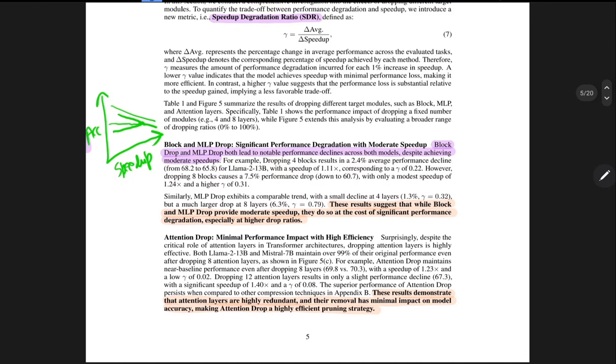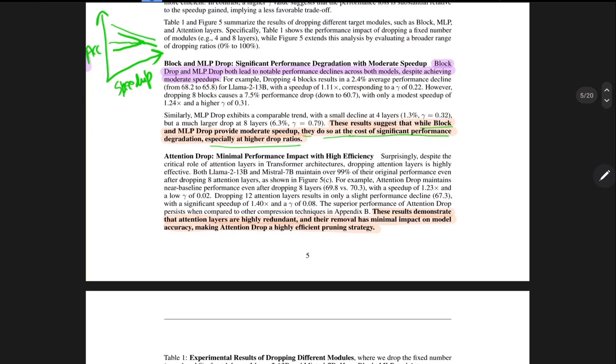So these results suggest, what they're saying, that while block and MLP drop do provide moderate speed up, they do so at the cost of significant performance degradation, especially at higher drop ratios, and we don't want that, right? Now coming to attention drop particularly. Only attention drop, what they're achieving here, they are dropping all the layers, and they say it maintains over 99% of original performance on Mistral 7 billion and Llama 2 13 billion. So these results demonstrate attention layers are highly redundant and their removal has minimal impact on model accuracy, making attention drop a highly efficient tuning strategy.